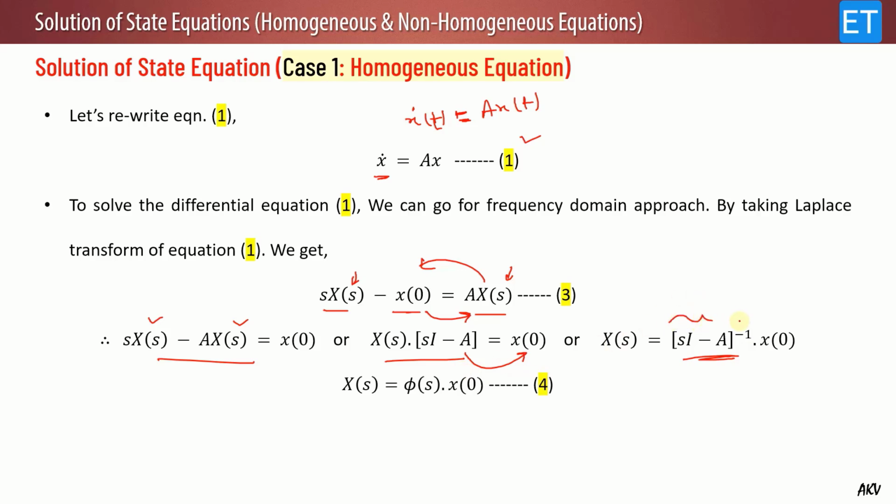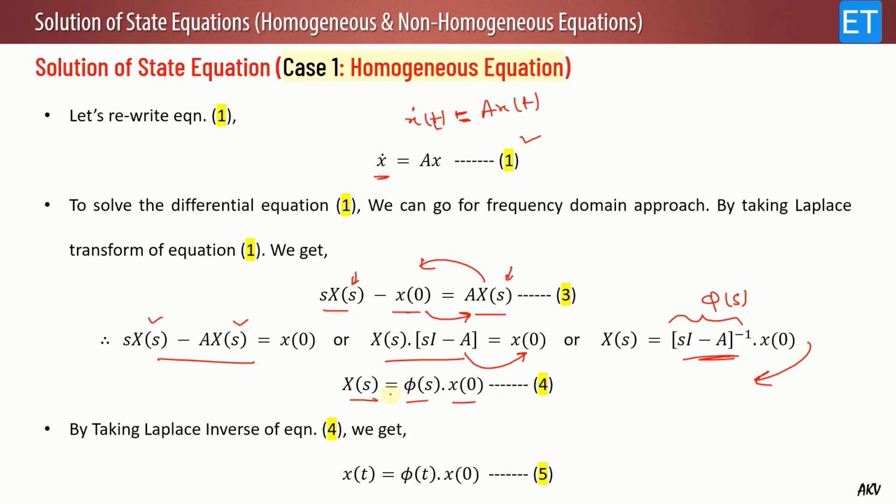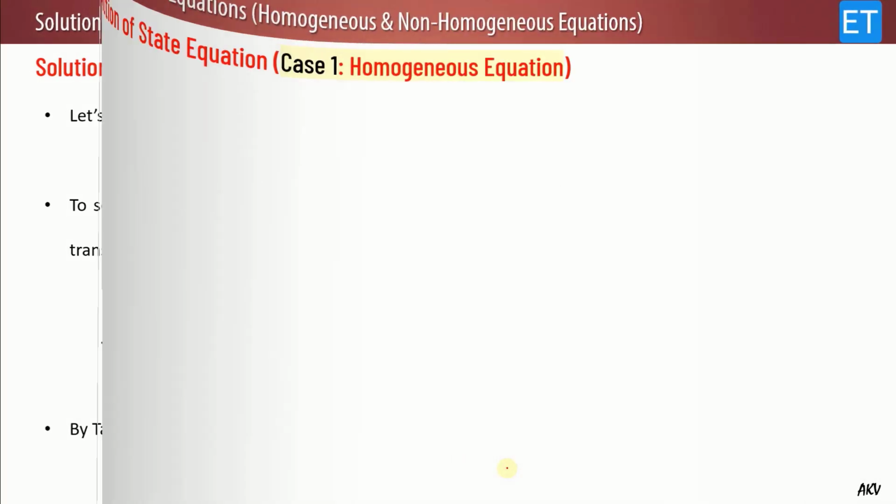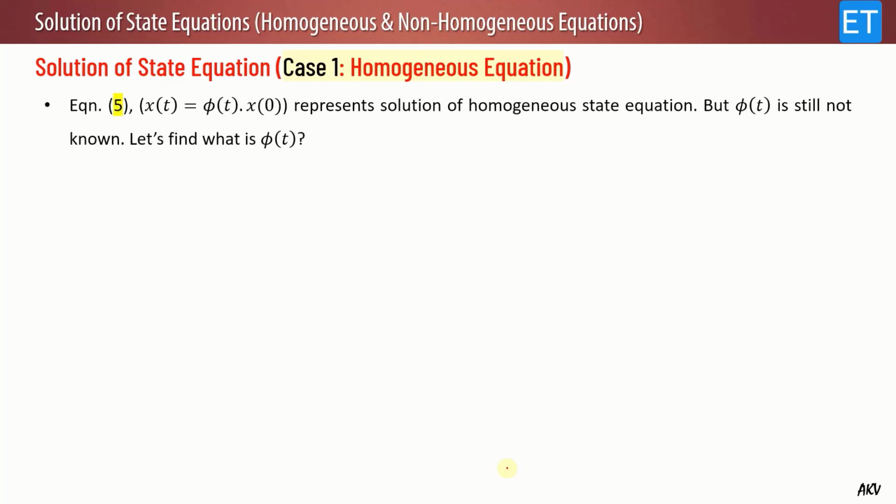So if I represent this matrix (sI minus A) inverse by the matrix, let's say phi(s), I can write X(s) equal to phi(s) into x(0). This equation is written as equation 4, and if I take the Laplace inverse, X(s) becomes x(t), phi(s) becomes phi(t), and x(0) stays x(0), which is independent of t. So we get equation 5, which represents the solution of this homogeneous state equation.